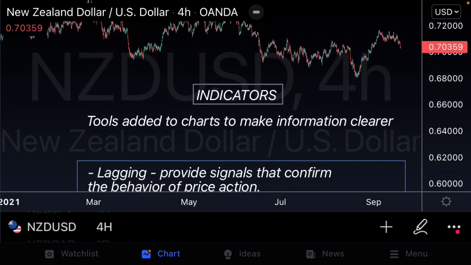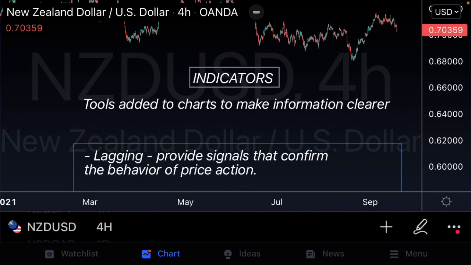Now, to get into things, there are two kinds of indicators, guys. Number one, lagging indicators. What lagging indicators do is provide signals that confirm the behavior of our price action. So they are lagging. For example, we can consider a moving average to be a lagging kind of indicator that confirms to us a nice, beautiful, strong trend that is already evident in our price action.